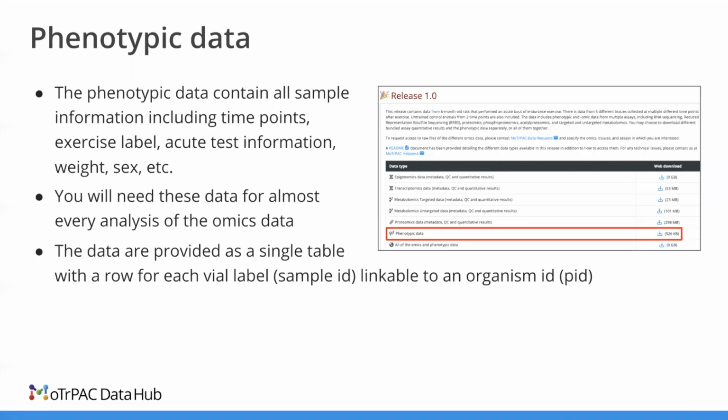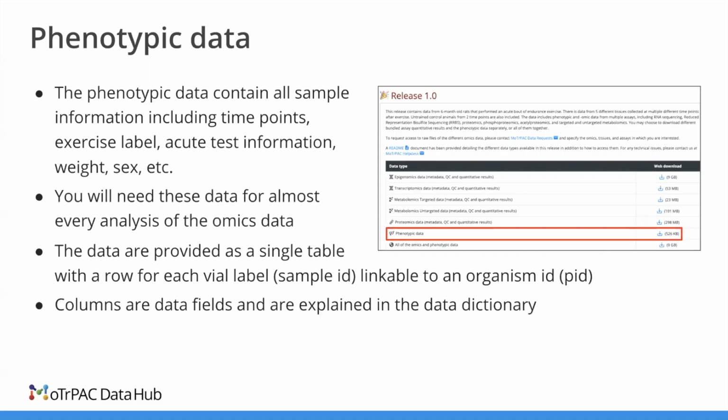We provide these data as a single large table with a row for each sample ID, which we call the vial labels. And these are linkable to the organism ID, which we call the PID. The columns in these data sets are different data fields, and they're all explained in an additional file that you will see, which is called the data dictionary. And we provide these data sets either as simple tabular text files or as R data files that you can load directly into your R session.